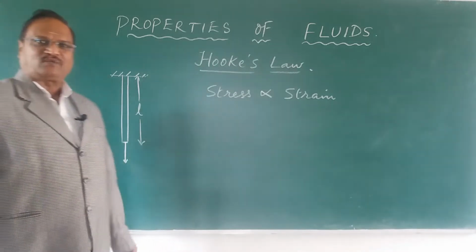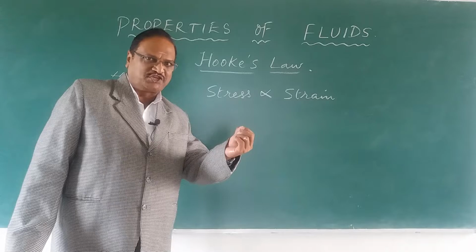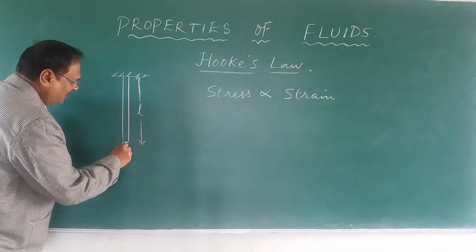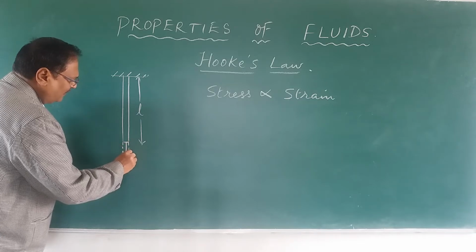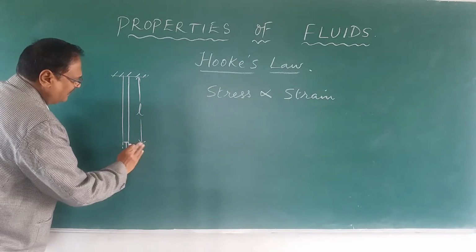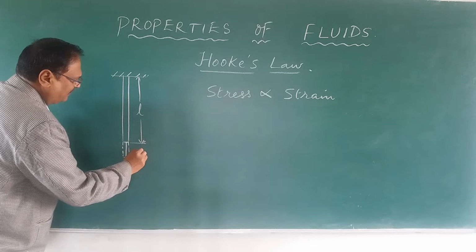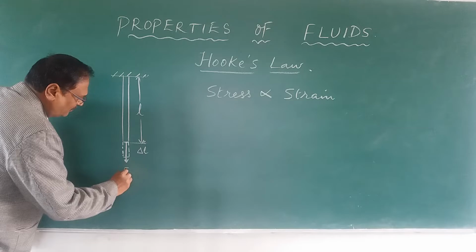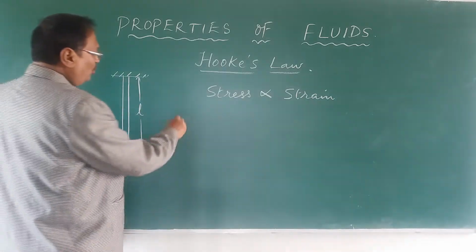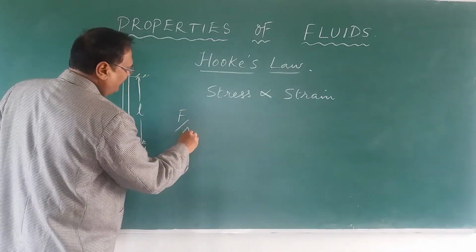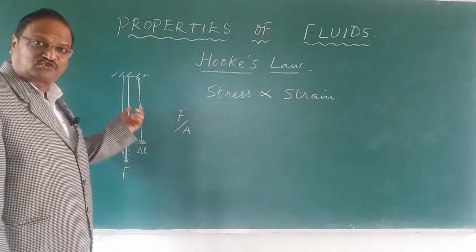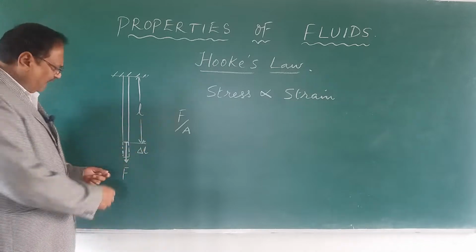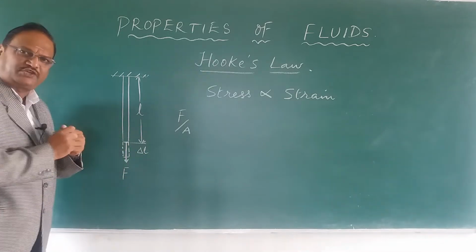When I pull this rubber band, what will happen? It will stretch, it will elongate. When it elongates, its length is increasing. Let us say the change in length is delta L. So I apply the force here, and the force acting per unit area, the deforming force, is the force which changes the shape of the body. When I pull it like this, it is changing the shape.